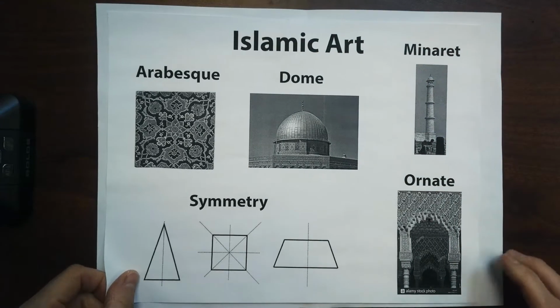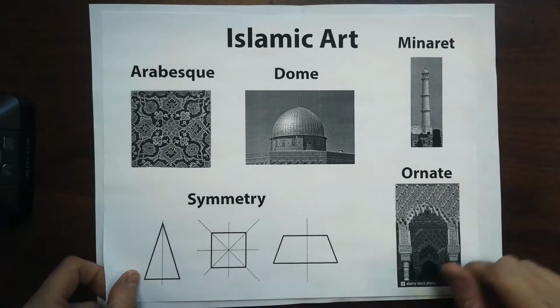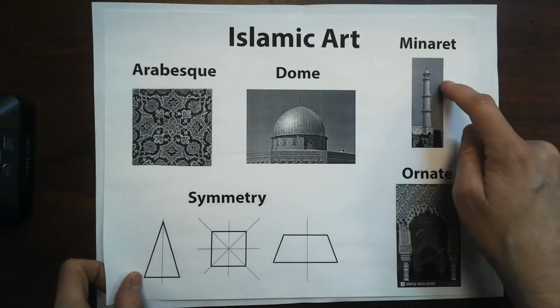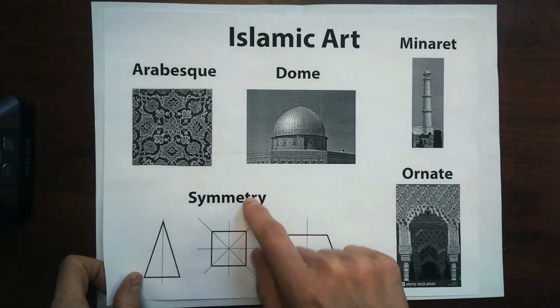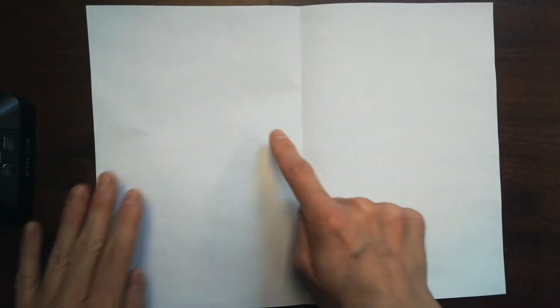We're going to design our building using at least 3 of these architecture terms. So I'm going to choose arabesque, dome, minaret, ornate, or symmetry. There's one that you're already going to do, symmetry, because you're making a symmetrical building. So because of that, I have folded my paper in half, and I'm going to draw 1/2 of my building.